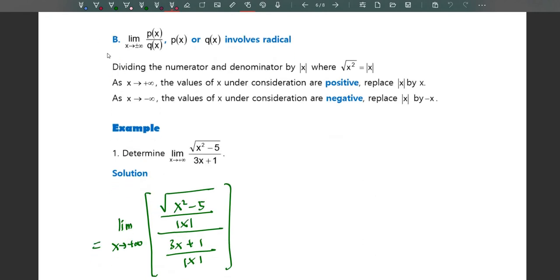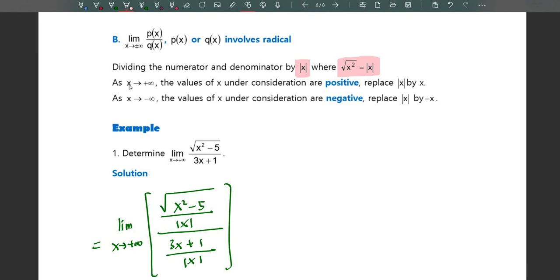In the case of limit of p(x) over q(x) when x approaches plus minus infinity, where p(x) or q(x) involves a radical, we need to divide the numerator and denominator by the highest power in the denominator too. Let's say you have the highest power in the denominator as x. Here you need to divide the numerator and denominator by modulus of x, where this is a fixed theorem. Nothing can be changed for them, which means root of x squared is equal to modulus x.